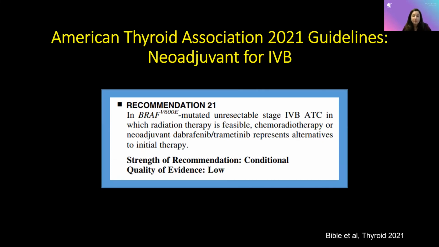But despite not having a prospective clinical trial, the American Thyroid Association guidelines do reflect that you could do this in 4B patients. This approach of neoadjuvant dabrafenib trametinib as an alternative to just keeping the patient on dabrafenib trametinib without surgery, but only for patients with 4B disease, and we actually do it for all stages of the disease. But this is what we could get into the guidelines.